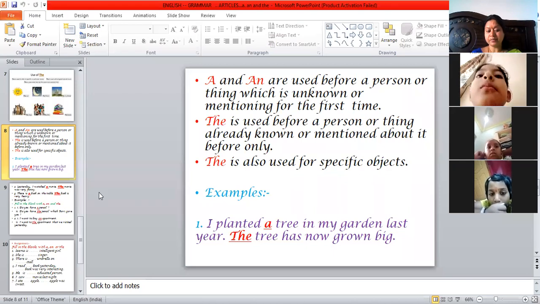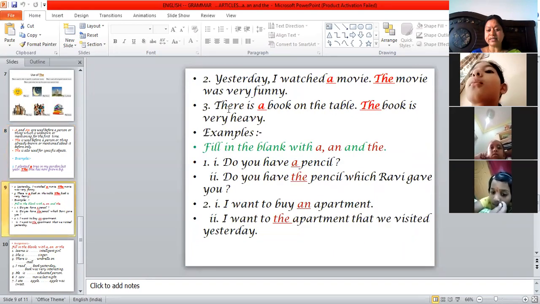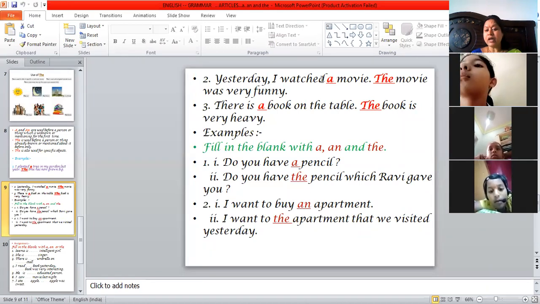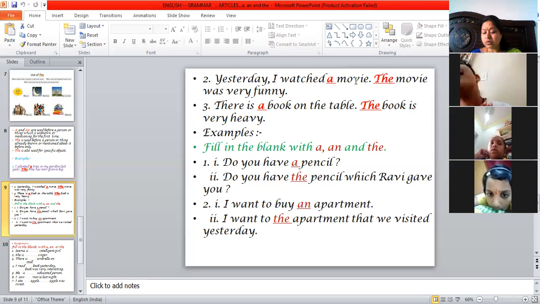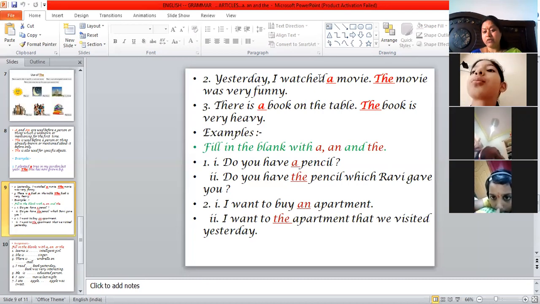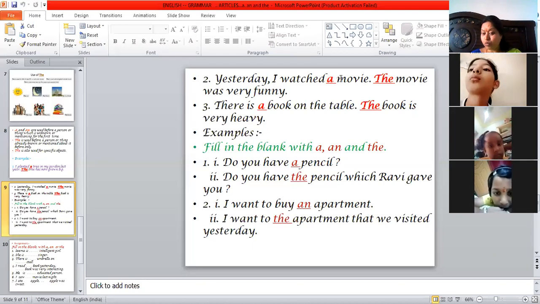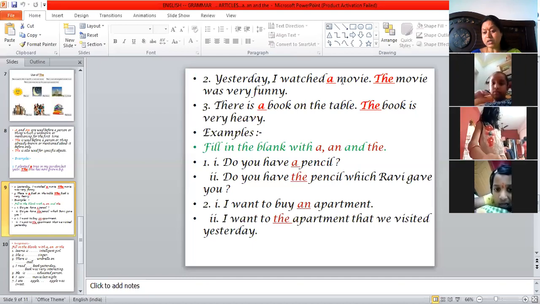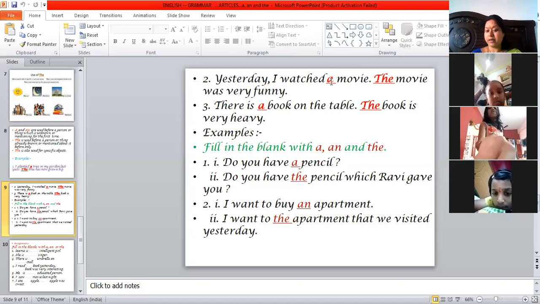I hope you understood, children. Similarly, I'll give you some more examples. Yesterday, I watched a movie. Okay, so again, you are using this noun for the second time. When you are using this noun for the second time, that time you need to use the before the noun. When you are using it for the first time, you should use a. And why a? Because movie starts with M, that is a consonant. So that's why you need to use a. Yesterday, I watched a movie. The movie was very funny.